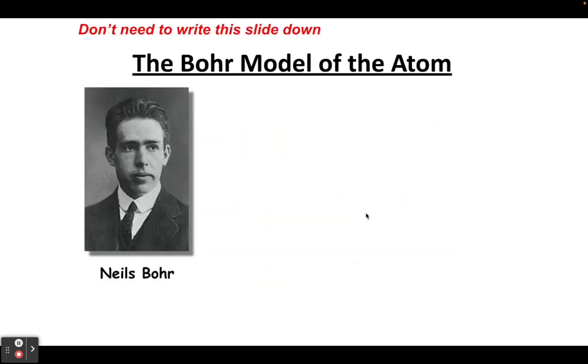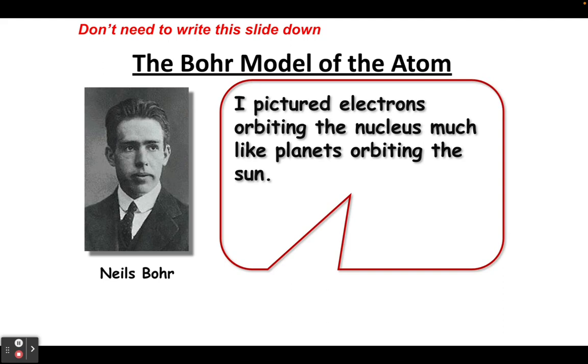Okay, so first, you don't need to do anything with this. We start with the Bohr model. This was created by Niels Bohr, and the Bohr model is what is known as the solar system model. So he thought that electrons were orbiting the nucleus, much like planets orbiting the sun. So the nucleus is in the center, and the electrons are going around the nucleus in different orbits, just like our solar system. So that's called the Bohr model.